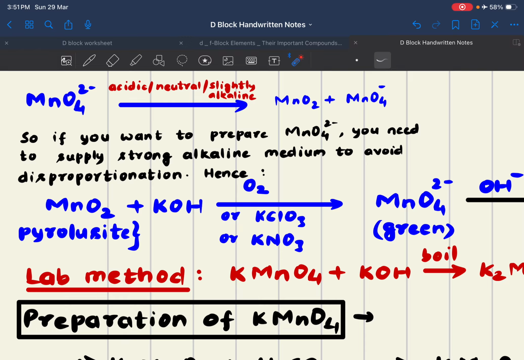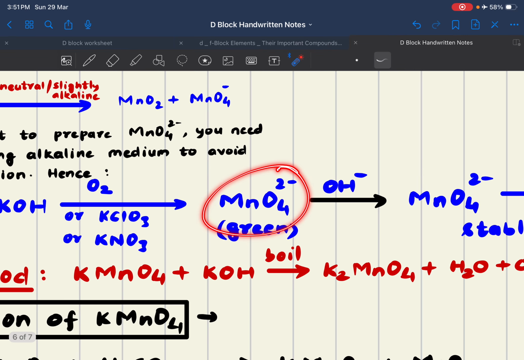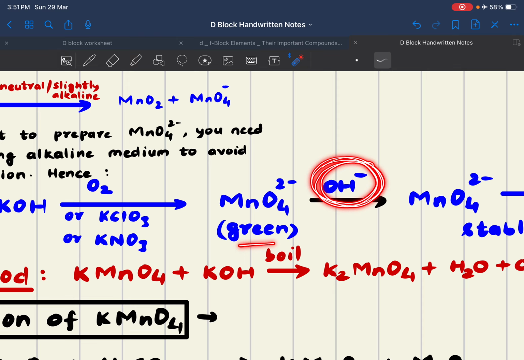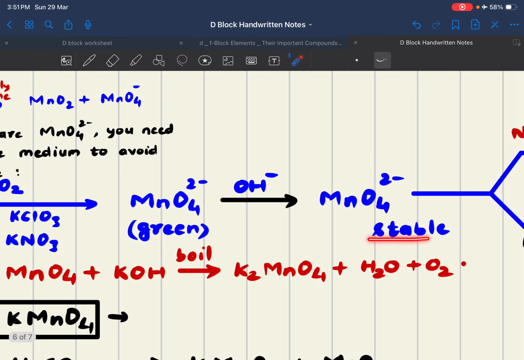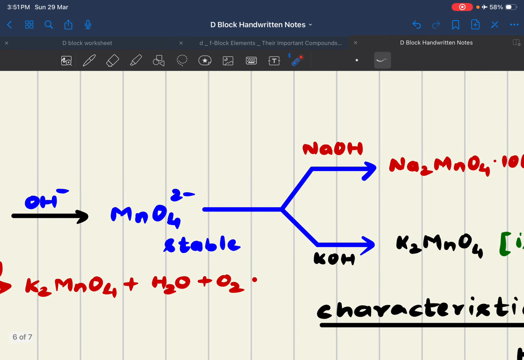We are on the final step, right? Pyrolusite reacting with KOH and an oxidizing agent, we get MnO4 2 minus, the manganate ion, green in color, and then we have provided a strong basic medium so that it remains stable. Now, what if you treat with NaOH and what if you treat with KOH? If you treat with KOH, you will get K2MnO4, and if you treat with NaOH, you will get Na2MnO4 dot 10H2O.